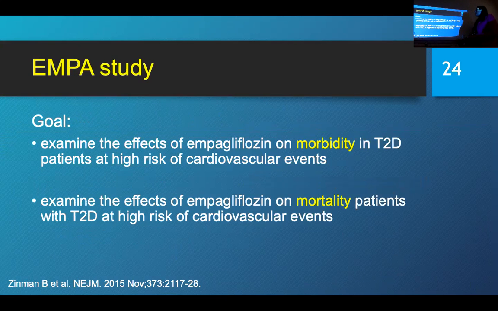So their goal was to examine the effect of empagliflozin, which is our SGLT2 inhibitor, on the morbidity and mortality in type 2 diabetes patients who are at risk of having cardiovascular events. What are the cardiovascular events? They could be myocardial infarction, coronary artery disease, peripheral artery disease, or stroke.